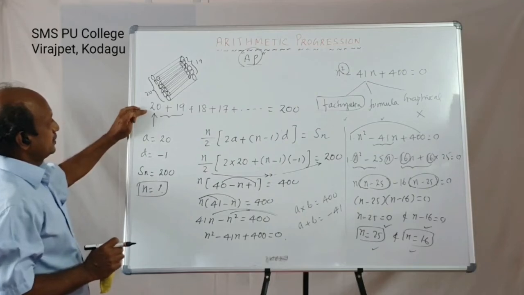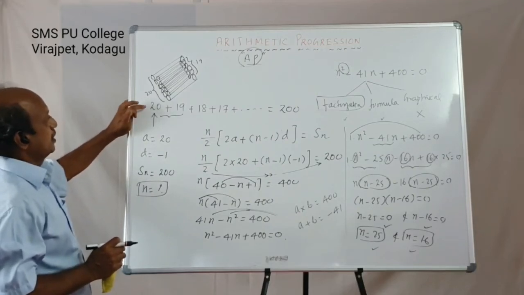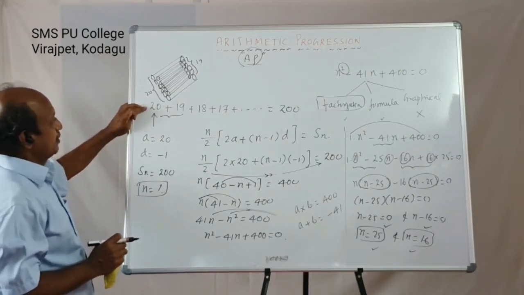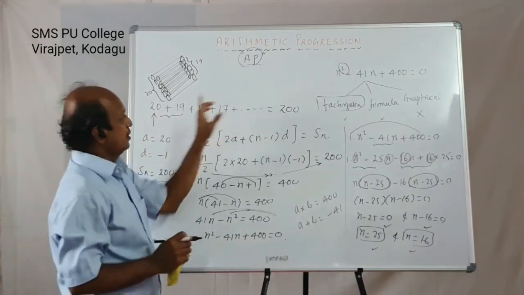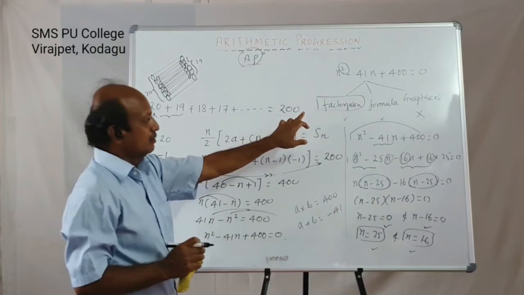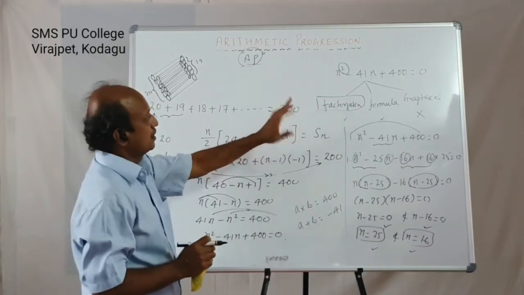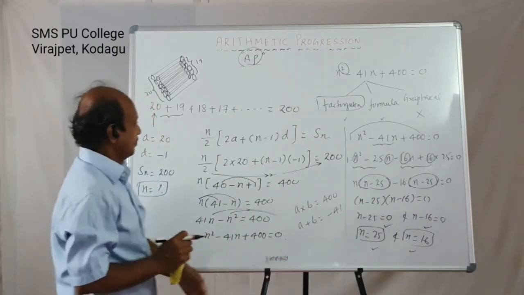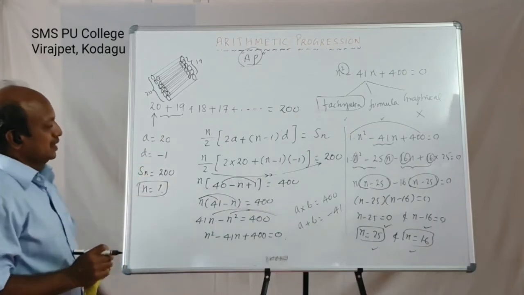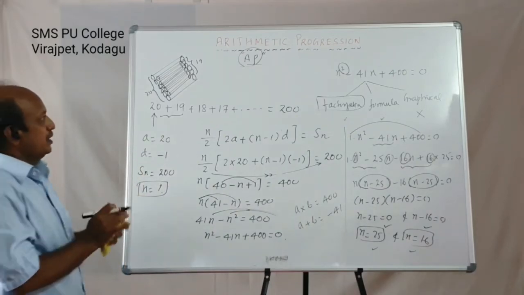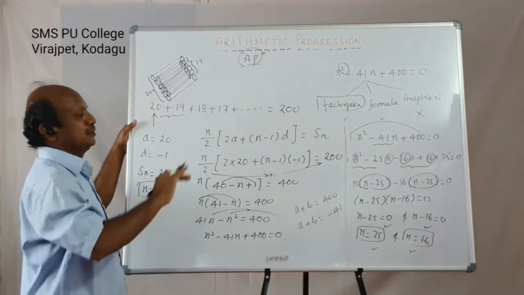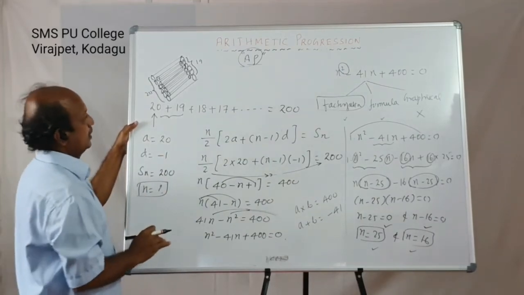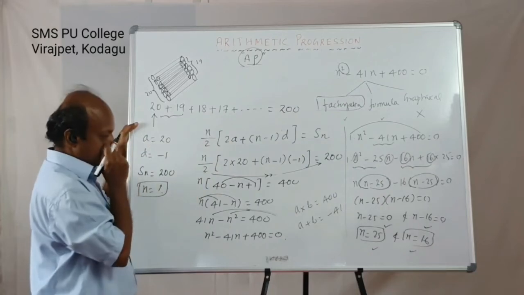First row, how many plants or trees, or if it is a human pyramid, number of students is 20. Second row, 19, 18, 17. One by one it decreases, but the total number of plants or students, or whatever you call it, is 200. Now, all the information is given. What do you have to find? How many levels are there? The plants are arranged or the students are standing one upon the other. Here you have to find the value of n.